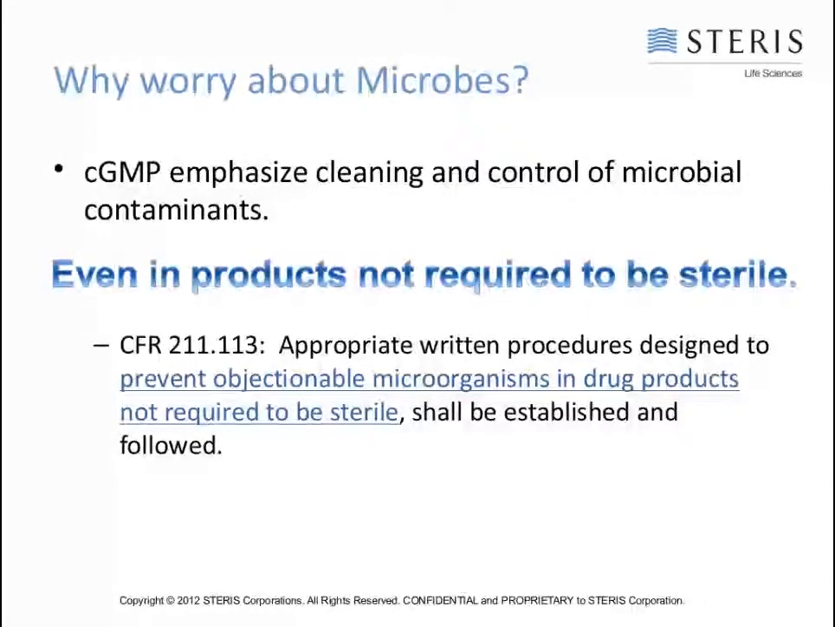The CGMP emphasizes cleaning and control of microbial contaminants, and it also requires appropriate written procedures designed to prevent objectionable organisms in drug products not required to be sterile, which should be established and followed. A lot of people, even if it's not an aseptic facility, don't have the aseptic background or guidelines, but they know that as they process this product, microbial contamination is still an issue even if it is not a sterile facility.